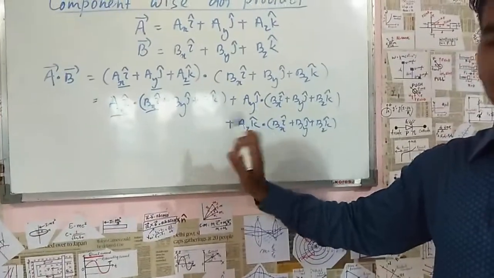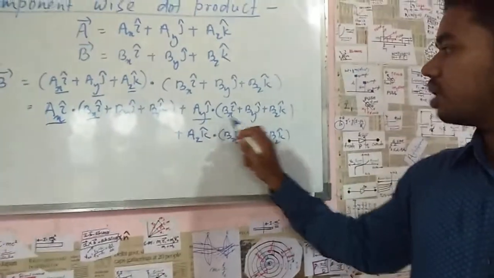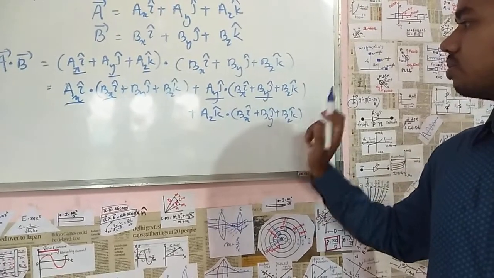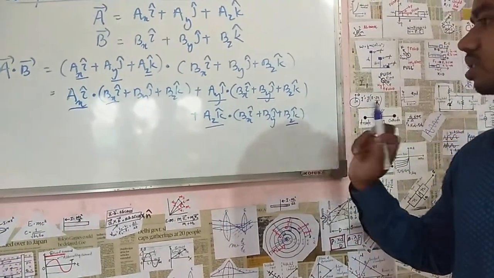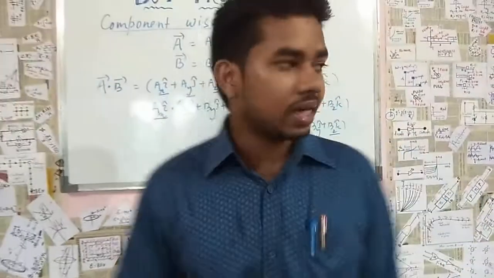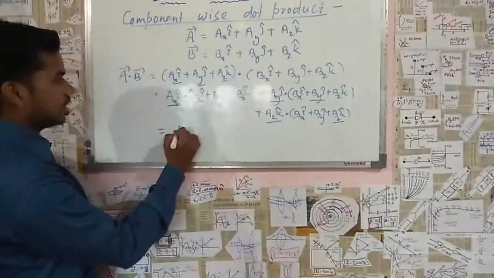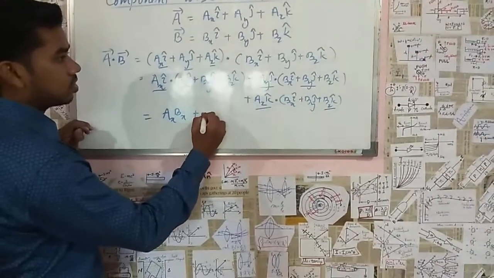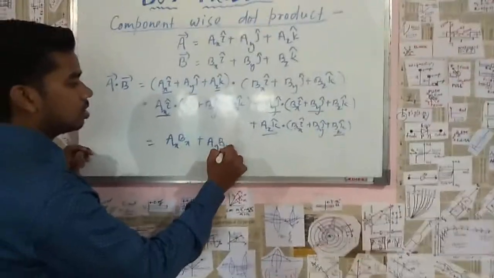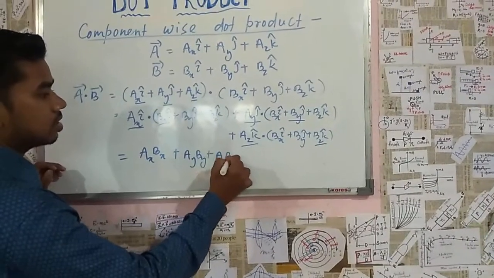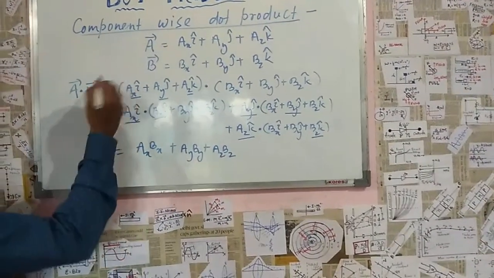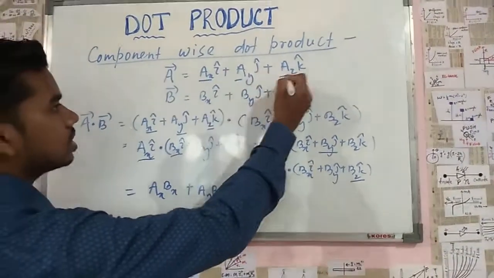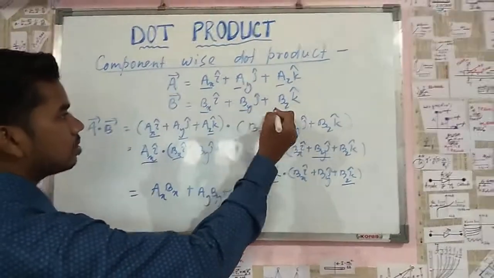Is it clear? So now here the result will be ay and by, because j cap dot j cap is 1 and j cap dot i cap is 0, j cap dot k cap is 0. Here the result will be az, bz. So let us write here what we get: ax, bx plus ay, by plus az, bz. So we have taken a vector as ax i cap, ay j cap, az k cap, and b vector bx i cap, by j cap, bz k cap.